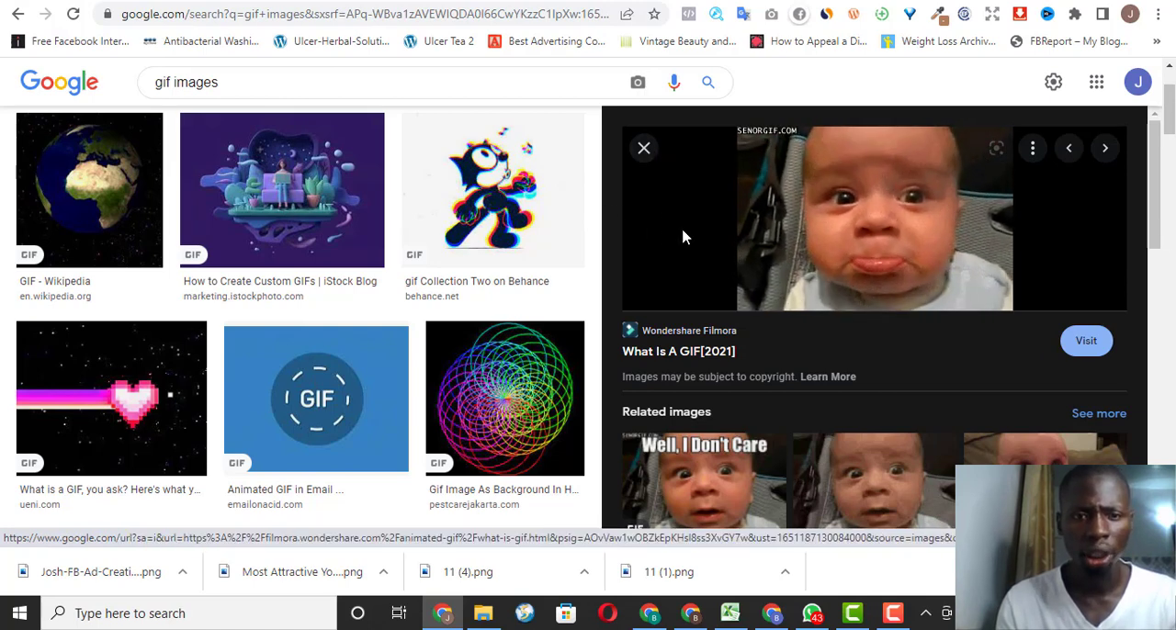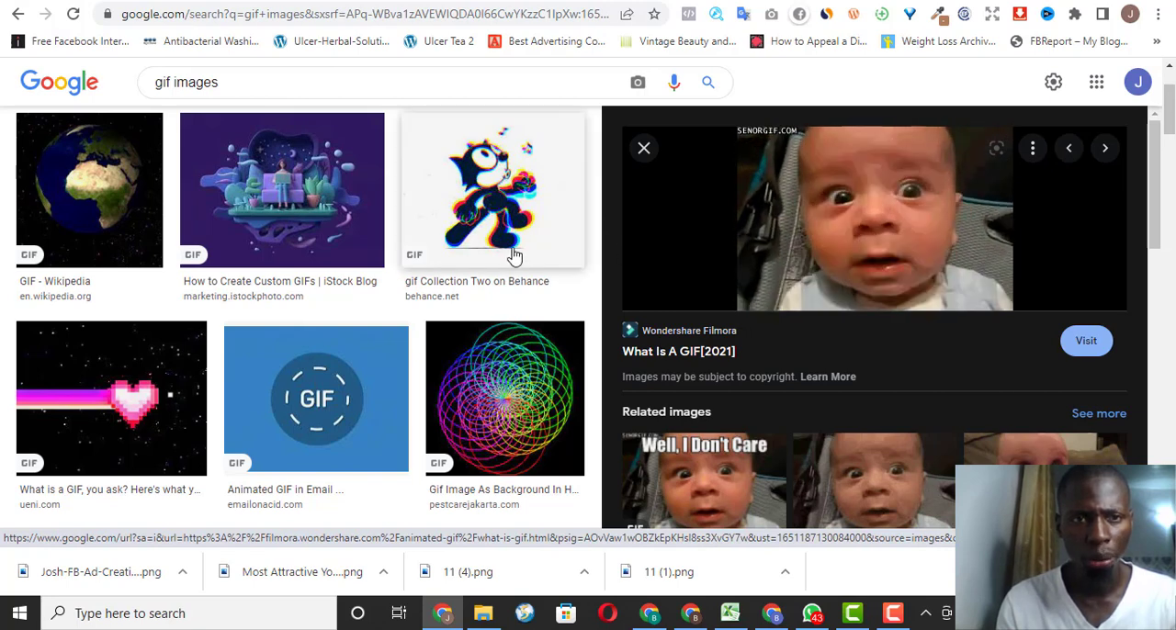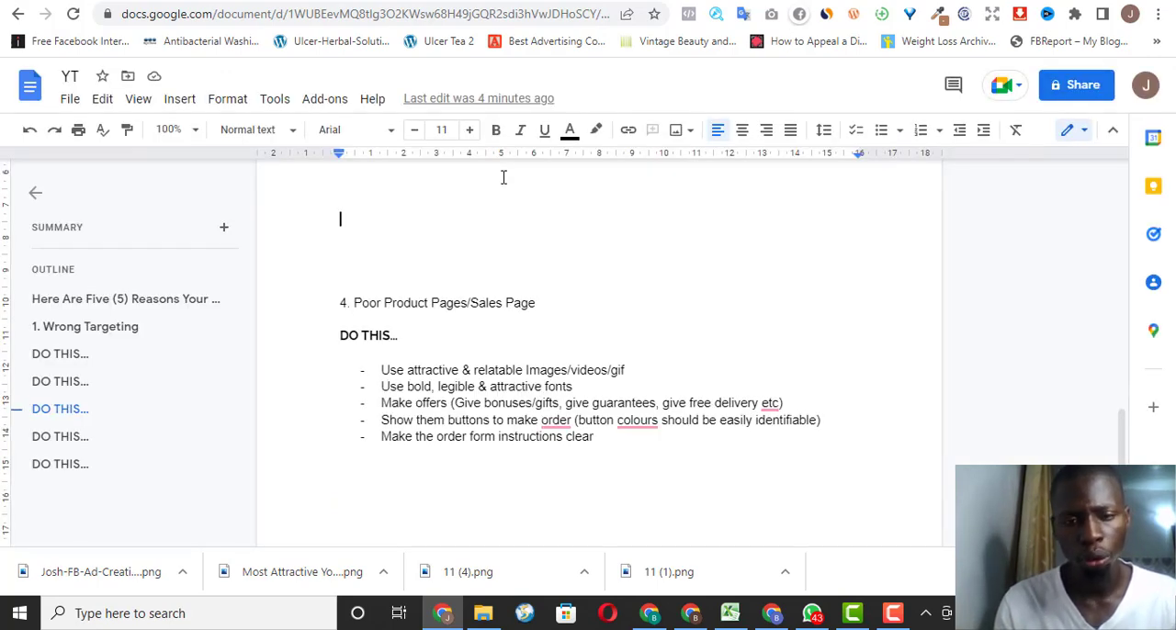So the same thing happens if you're selling a product that is demonstrable, you can actually use the same pattern, and you're going to get people interested in that product. Okay, so you want to use images that are attractive and also relatable. You can use images, you can use videos, you can also use GIF images, so that you can also show the type of action that that product can be used for, or a type of action that that product does.